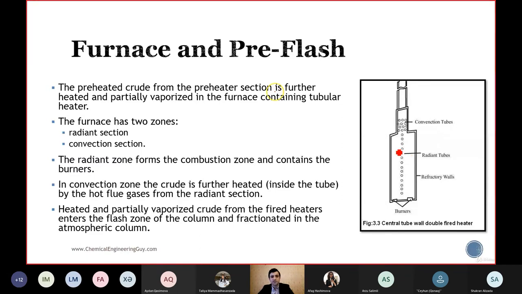So the furnace has two zones. The main zone here, where you have the burners, all the fire, is called the radiant section. But after this one, this is the main part, the second part is the convection section. Convection section. How can we use a convection section for heating? Do you have any idea?